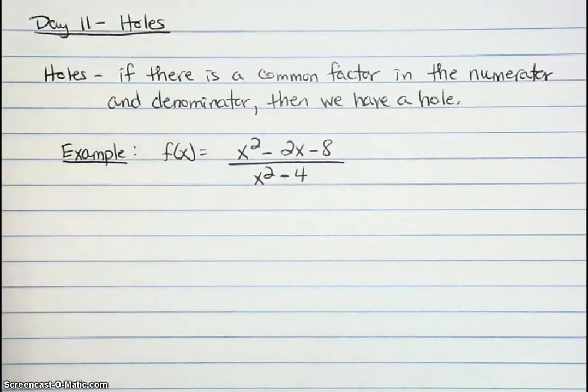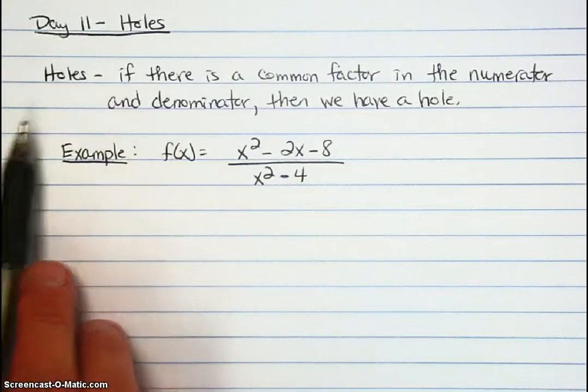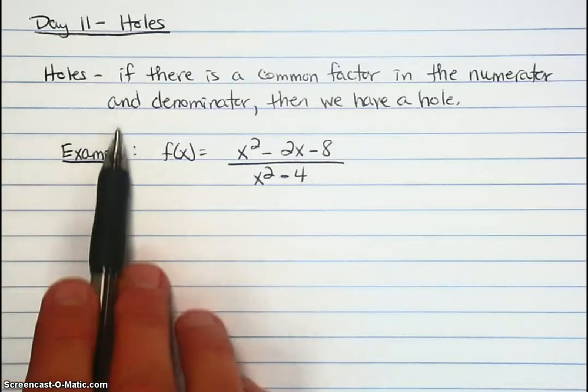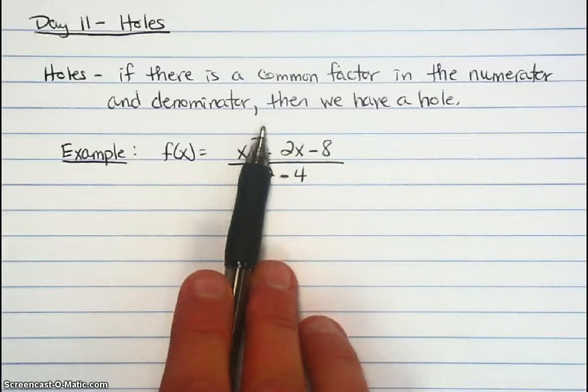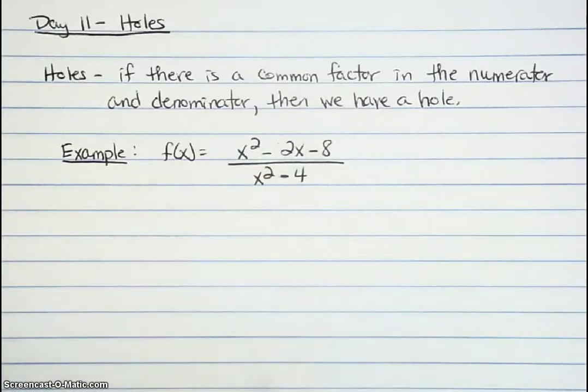All I'm going to do is show you how to find the hole, and then we'll go through the whole process of an example on Monday with everything else, the asymptotes and the intercepts and graphing it and all that. But basically, you guys, a hole is really that. It is a hole in the graph. In order to find a hole, you factor out the numerator and the denominator, and if there's a common factor in both, then we have a hole.